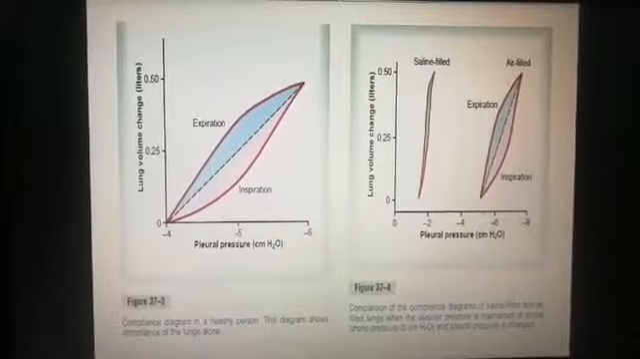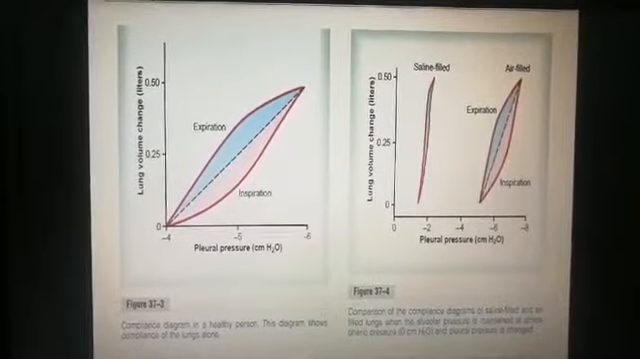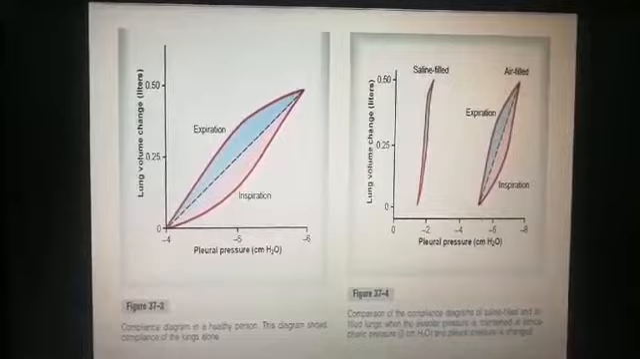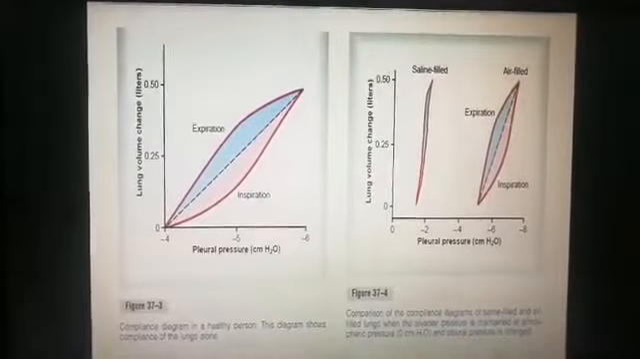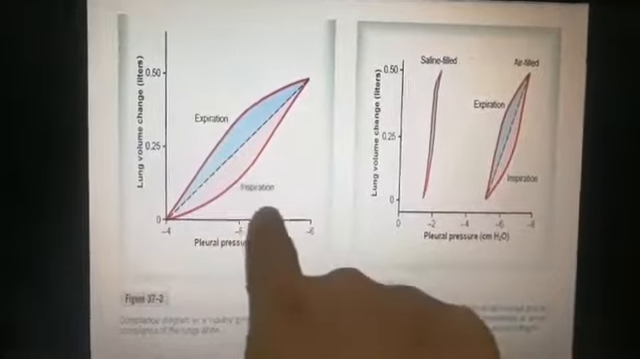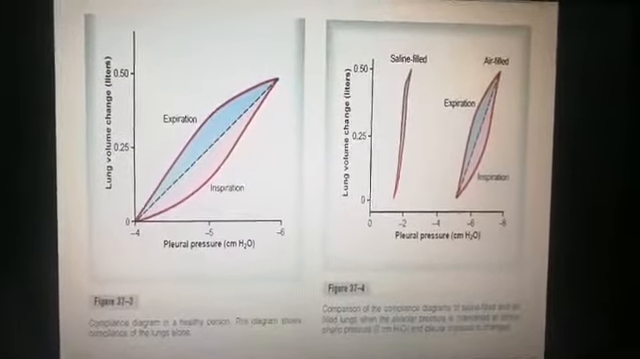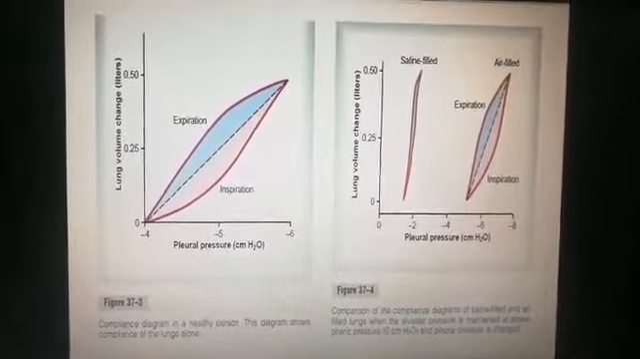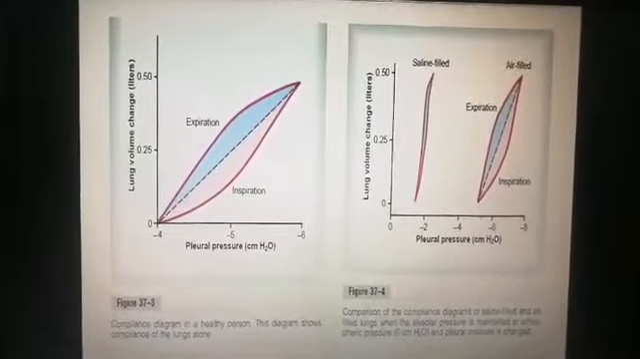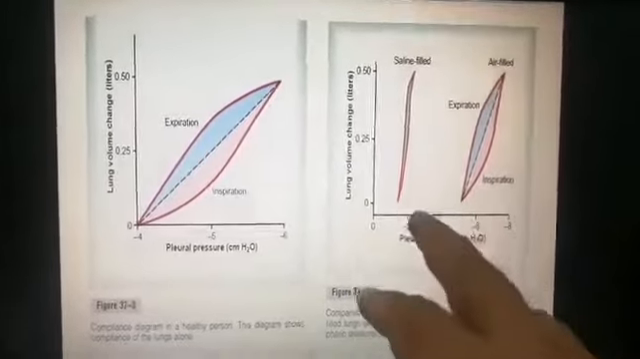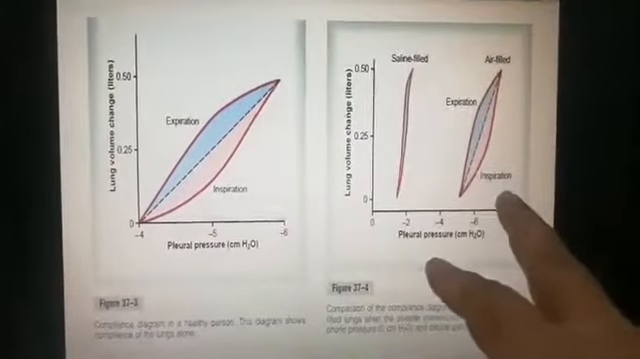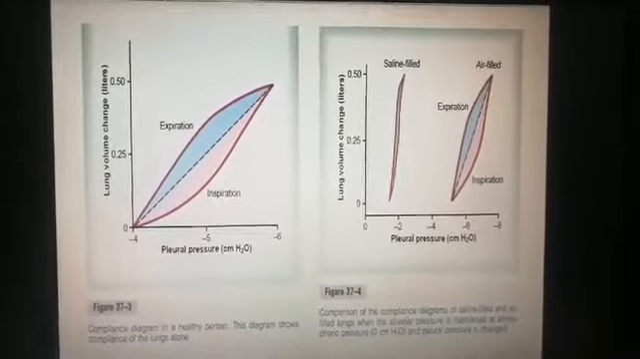You can see in the graph of pleural pressure and lung volume changes, firstly, there is one part of expiration and the other part of inspiration, and you can see here the normal compliance, and that is when the saline is added, the compliance is reduced, and air filled.